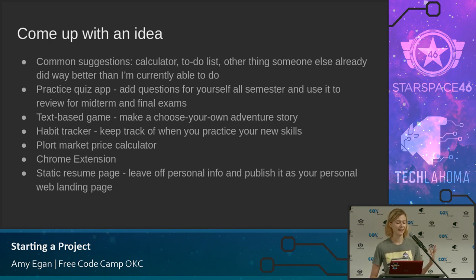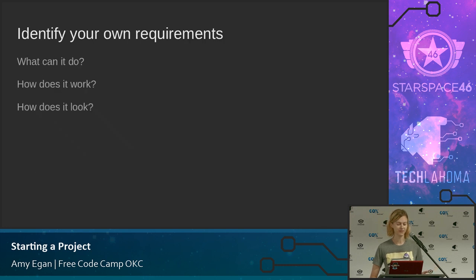So as I said, my example was a habit tracker, so that's kind of what I'm going to reference. So the first thing you do is identify your own requirements. So this is, what can this do? How is it going to work? How is it going to look? And it's kind of a double-edged sword. Because it's fun, you can make up exactly how you want it to be, but it also means now you have to build it.